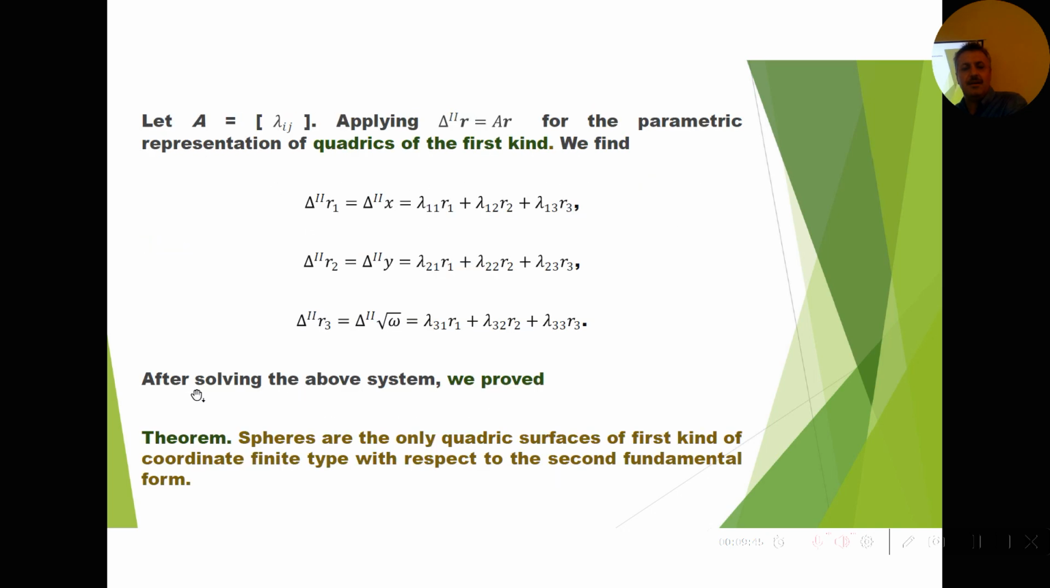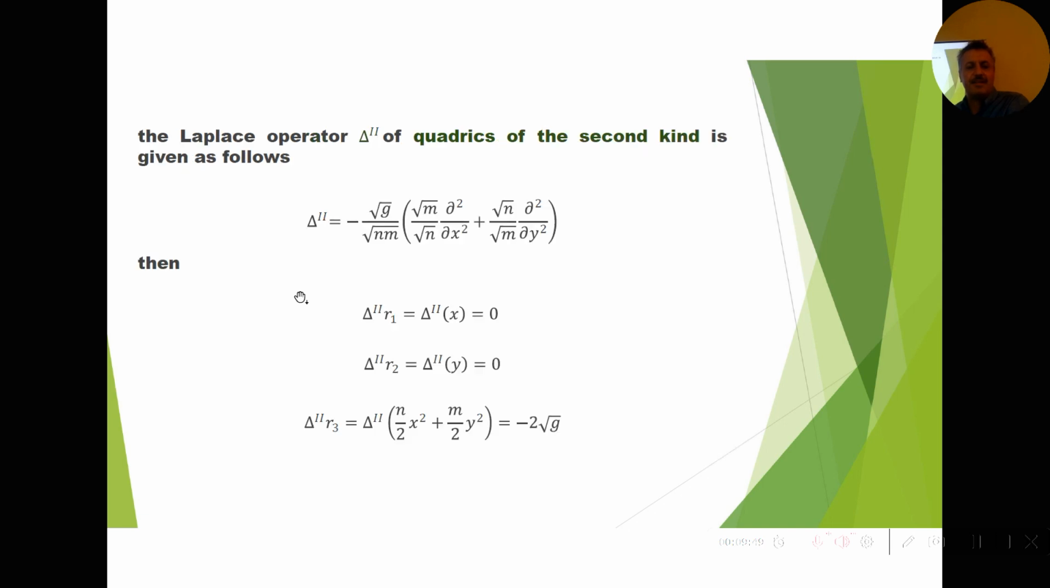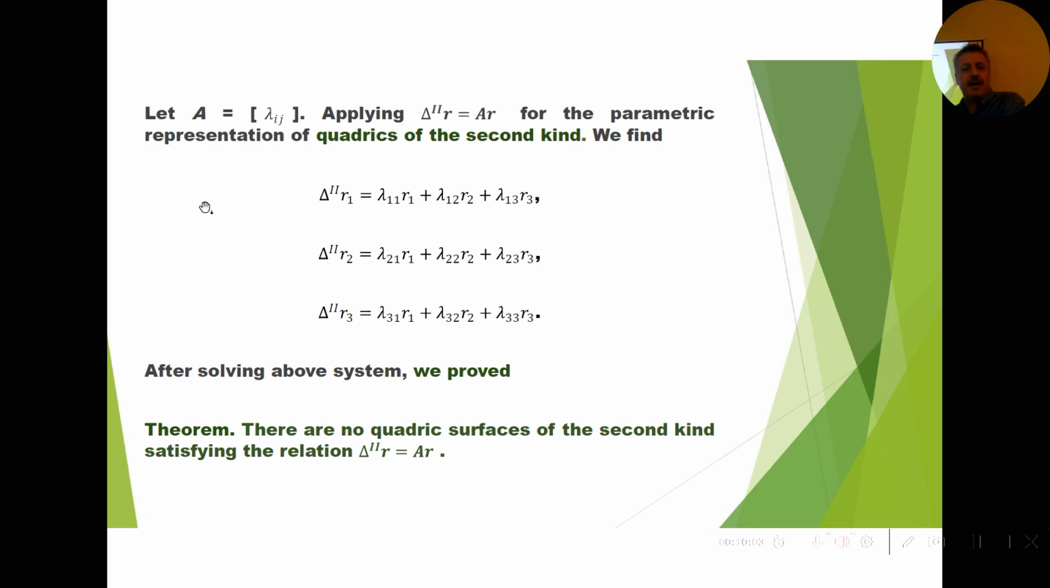we find that delta R1 for the first component equals 0, for the second component equals 0, and for the third component equals this. Finally, applying the relation delta R equals AR and solving the above system, we can prove that there are no quadric surfaces of the second kind satisfying this relation.